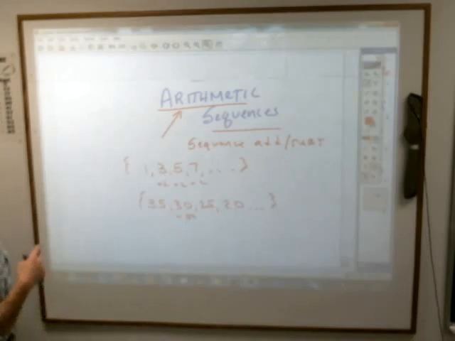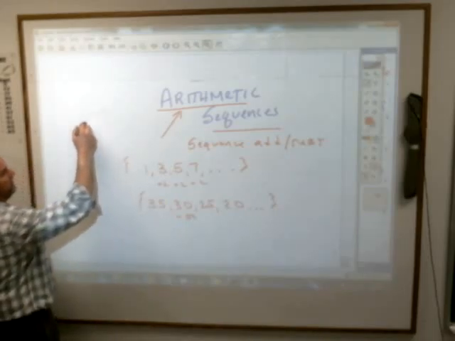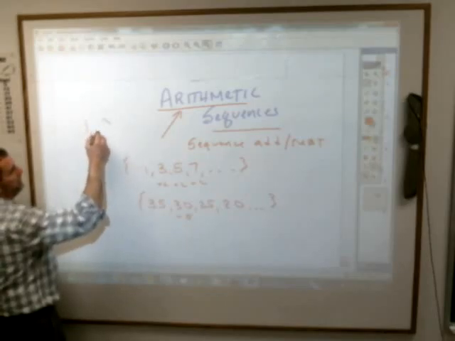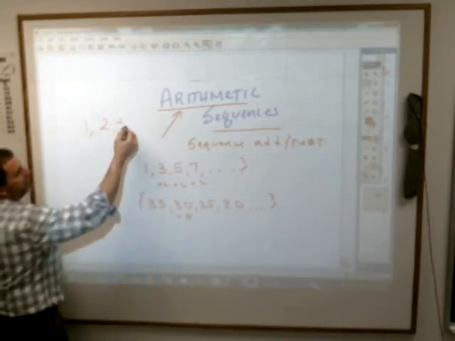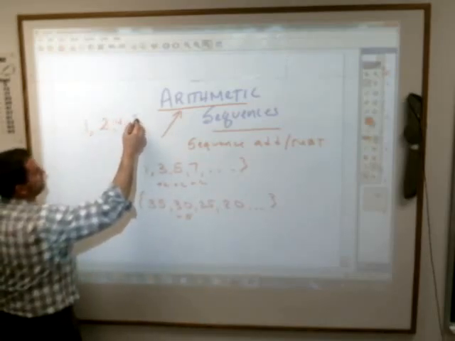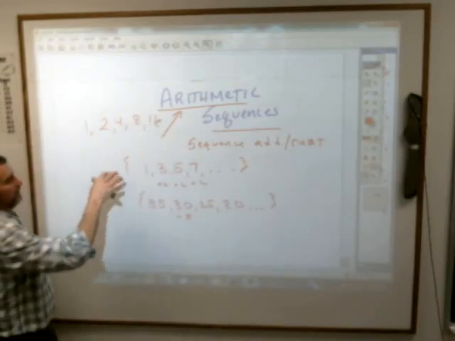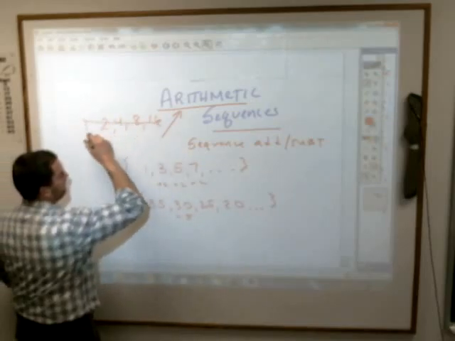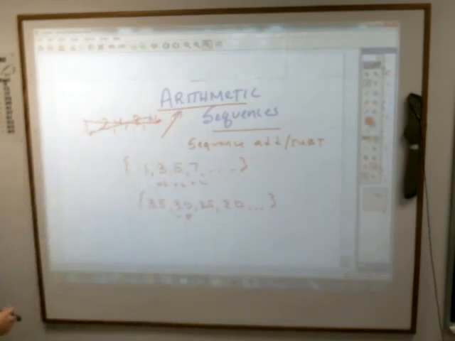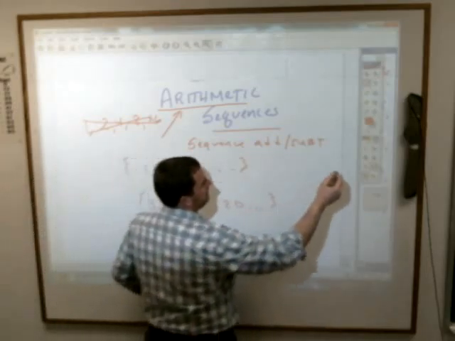We're not looking at ones where you double things. This is not what we're doing. 1 times 2, 2 times 2, 4 times 2, 8 times 2. That's a whole different kind of ballgame. We're specifically looking at just these right here, which are called arithmetic sequences. In order to talk about those, we have to know a couple things.